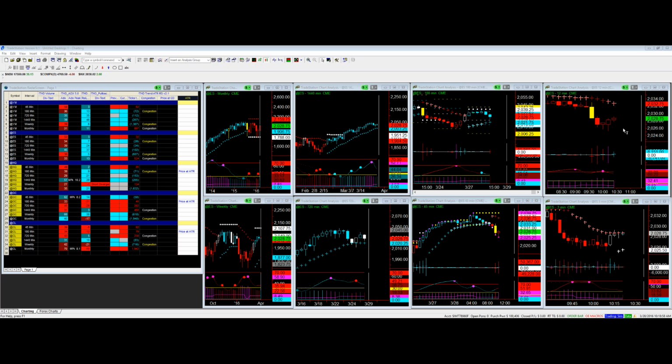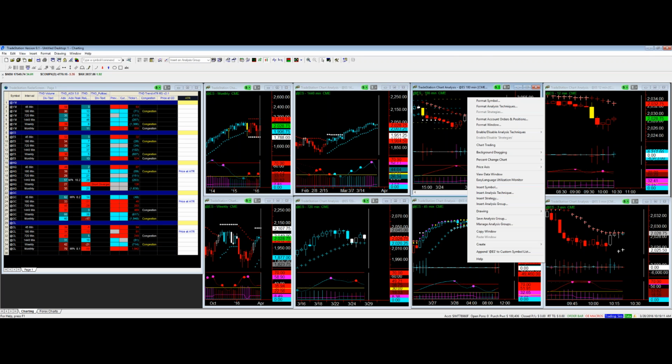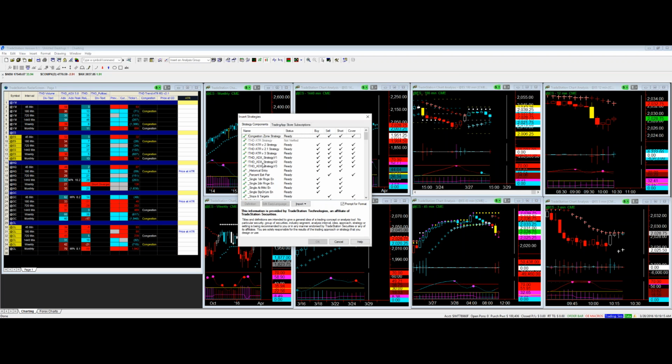It's really beneficial for trading the higher time frames, and just knowing when the bar ends. The ES is a great example. Let's see, insert strategy.